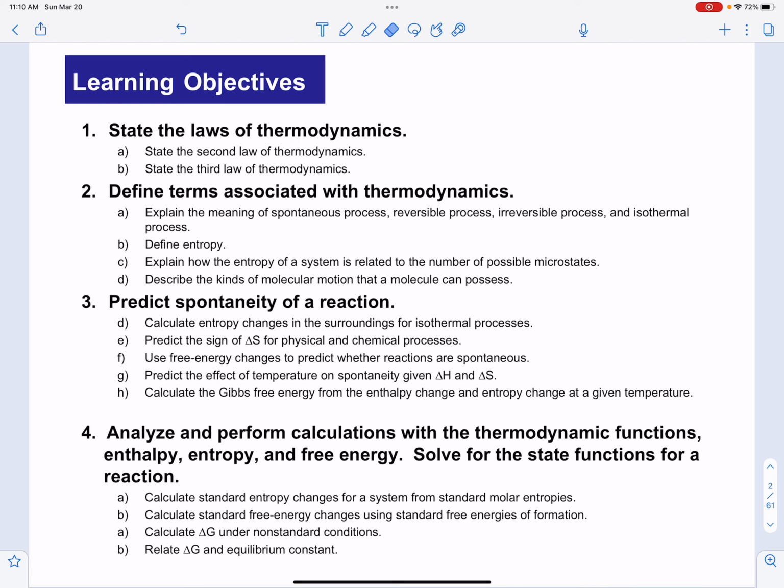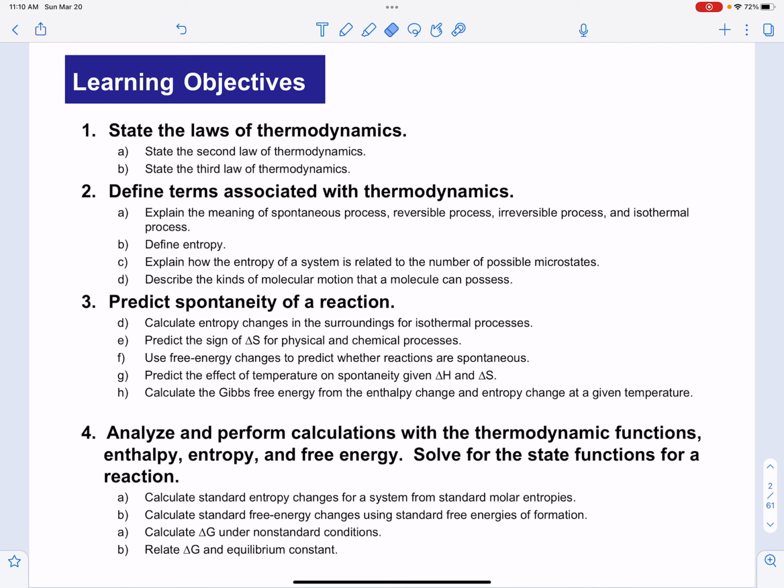We also are going to be talking about different things associated with thermodynamics. We're going to talk about spontaneous processes, reversible processes, and irreversible processes, and how this relates when these processes happen at a constant temperature, an isothermal process. With that said, we're going to talk about entropy, which is the tendency of the universe toward disorder, which saves energy.